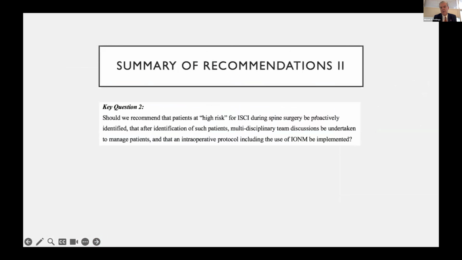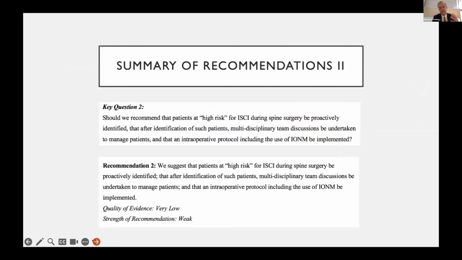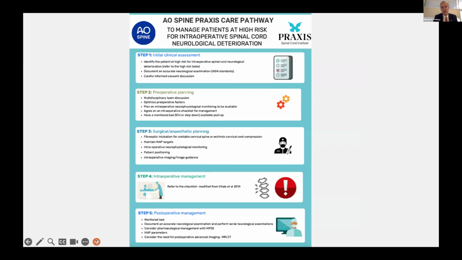So the second key question was, should we recommend that patients deemed to be at high risk for intraoperative spinal cord injury be proactively identified? And then should there be some multidisciplinary team discussions, and should there be some kind of an intraoperative protocol in place? And it was felt that yes, this sounds like a good idea, this is recommended, but the quality of the evidence is very low, and hence the strength of the recommendation is weak. And I think this represents an opportunity going forward over the next several years to try to validate these approaches and then hopefully to generate higher quality evidence.